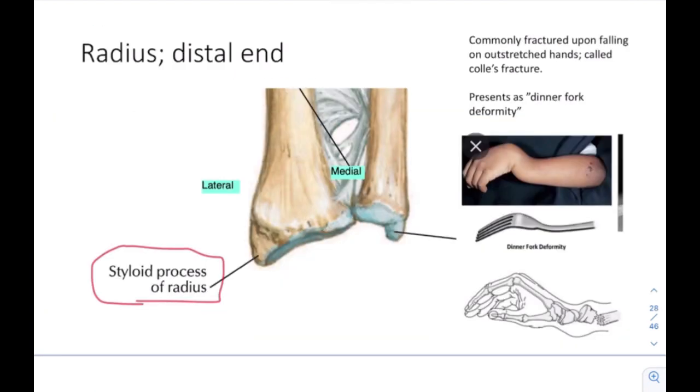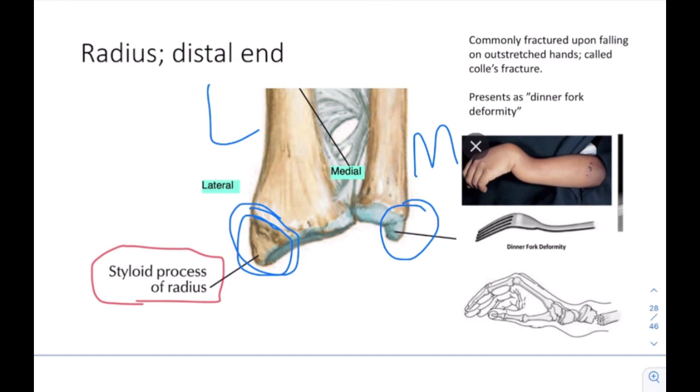And now let's talk about the distal end of the radius. We have here something called the styloid process of the radius. So this is the styloid process of the radius. This is the styloid process of the ulna. And again, the ulna is medial, the radius is lateral in reference to the anatomical position.